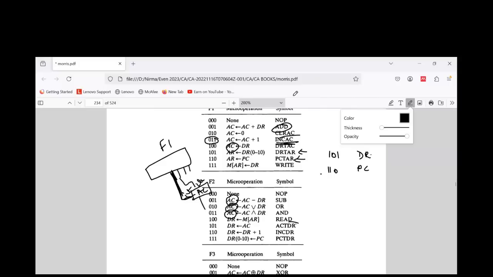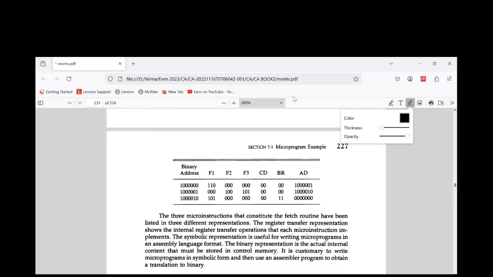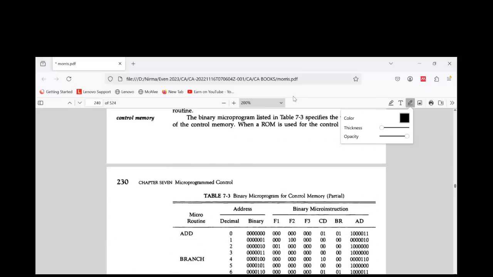If I talk about DR, this one is incrementing DR, INCDR. So what will I do? F2's 110, I'll be providing to the increment pin of DR. Then AC to DR and PC to DR are loading the values into DR. So I'll connect them to the load input of DR. Is it simple? So this is all about designing the control unit of a microprogrammed control organization.